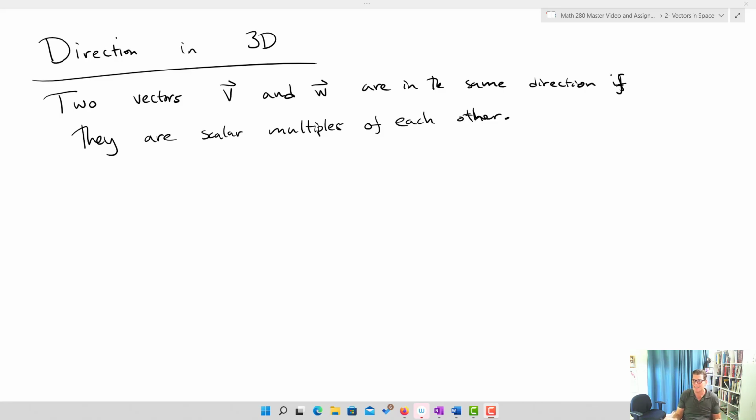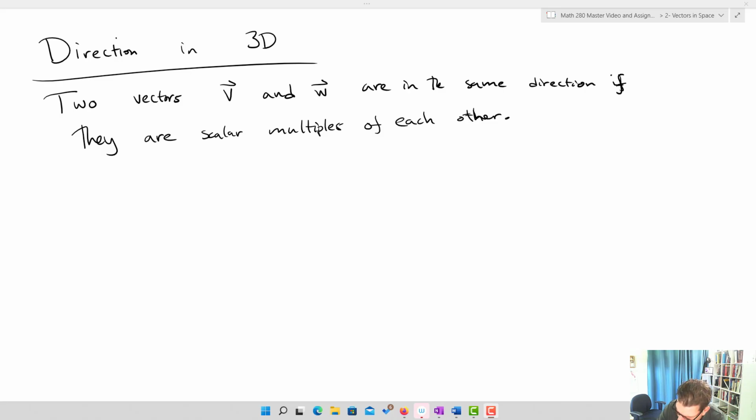They're just different magnitudes. Same direction, different magnitudes, because we're not changing its direction when we multiply by a scalar. We're only stretching or compressing. So what that means for us is that if these 2 vectors are scalar multiples of each other, they're actually in the same direction.